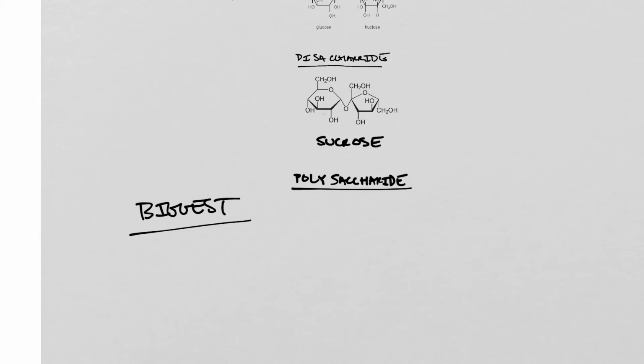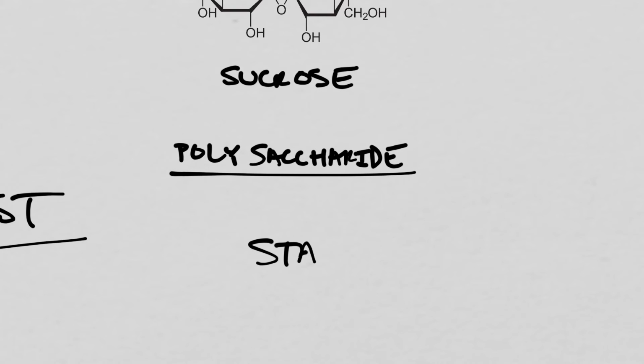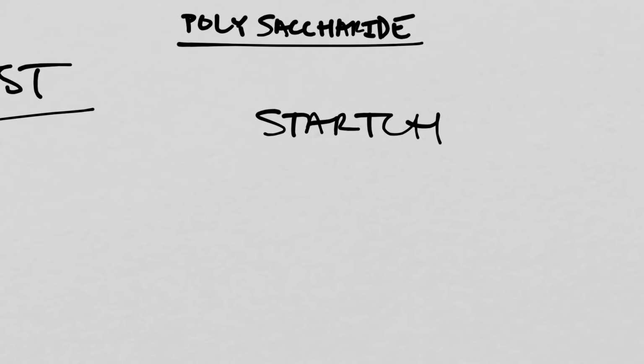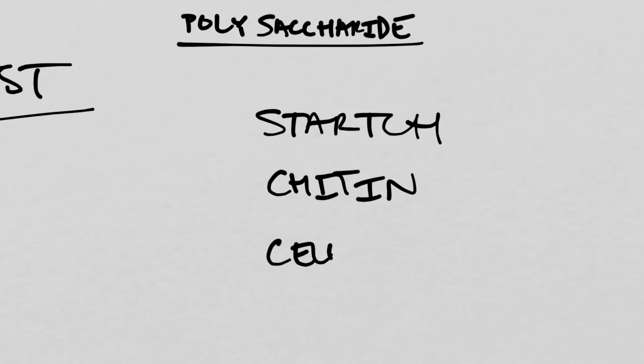The first that you might have heard of is starch. You'd find starch in potatoes, for example. Another polysaccharide that you have just been introduced to but might not know well yet is chitin. Chitin is the sugar that composes the lobster shell. It's a polysaccharide. And the last that you've probably heard of is cellulose.